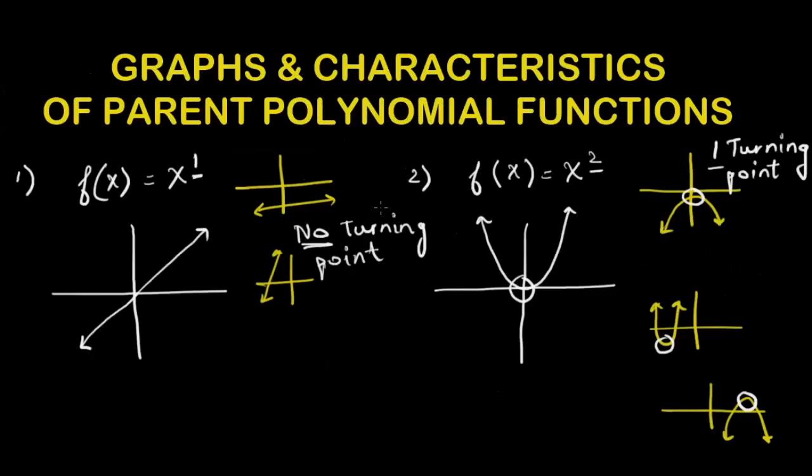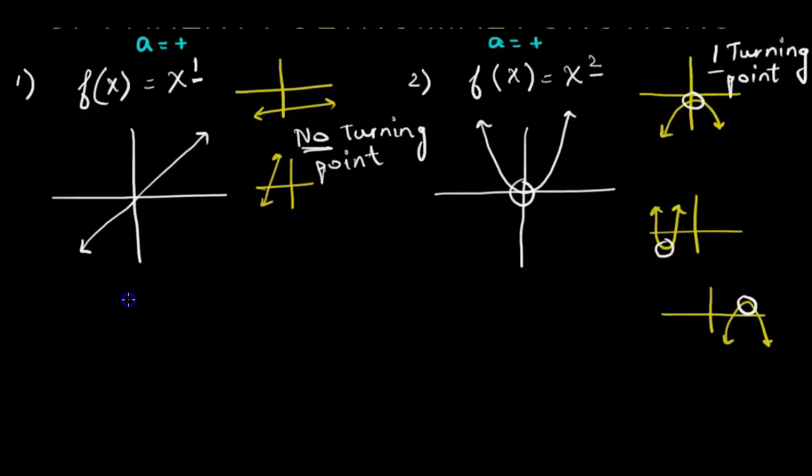Now all of these functions that are drawn are specifically for a positive leading coefficient. If the leading coefficient were negative, then the graph would look upside down or flipped, because a negative leading coefficient means the graph is going to reflect over the x-axis. So instead of the graph going up, it's going down.